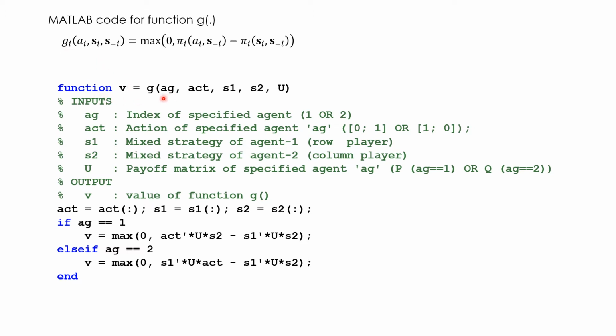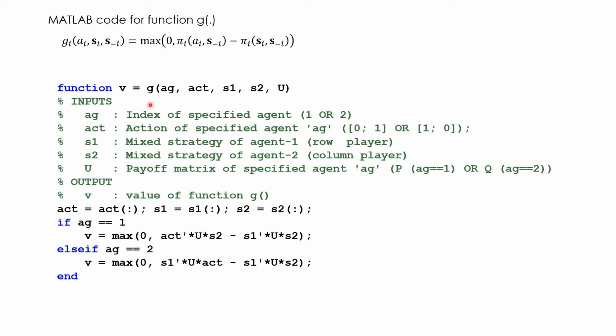First, you have to specify the index of the agent, whether it's agent 1 or agent 2. And then you have to specify the pure action of that agent, 0, 1 or 1, 0. And then you have this argument S sub I, which is the mixed strategy of agent 1, and S2, the mixed strategy of agent 2, and then U is a payoff matrix.